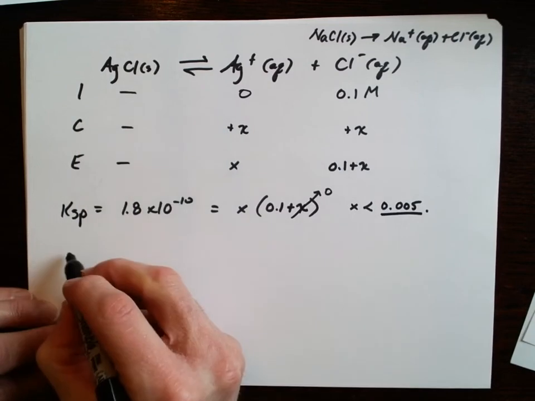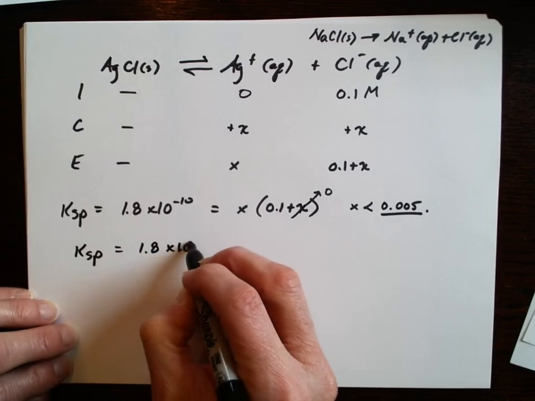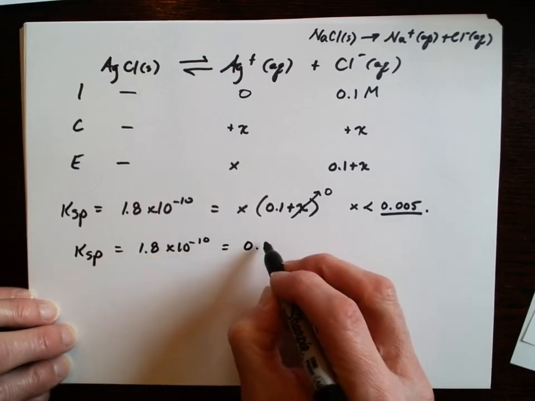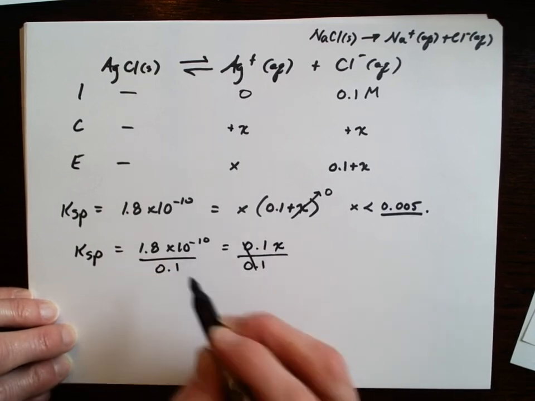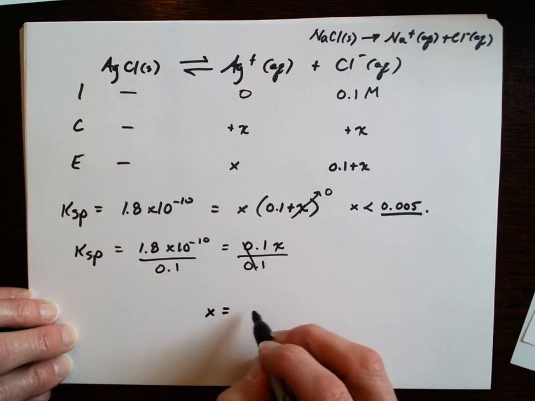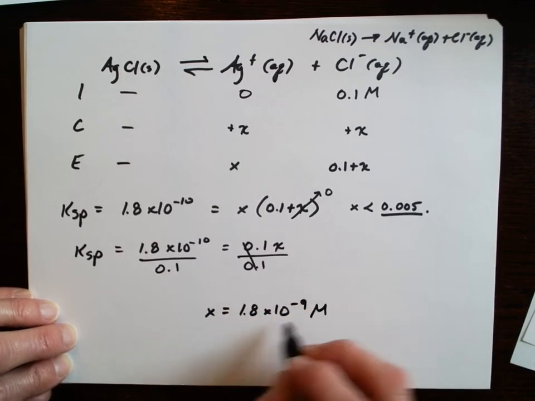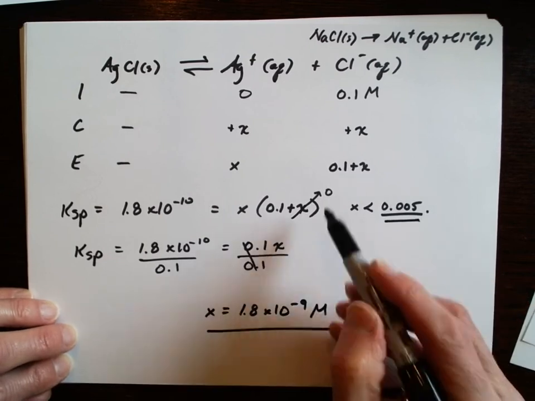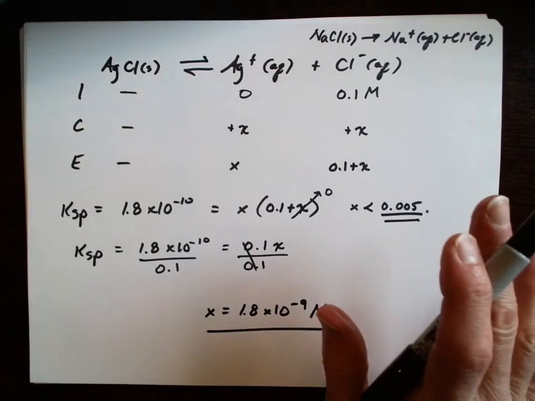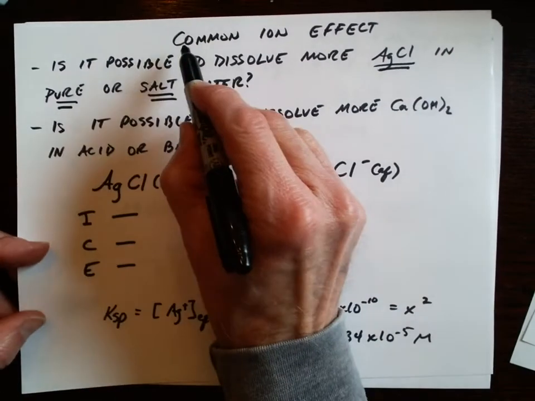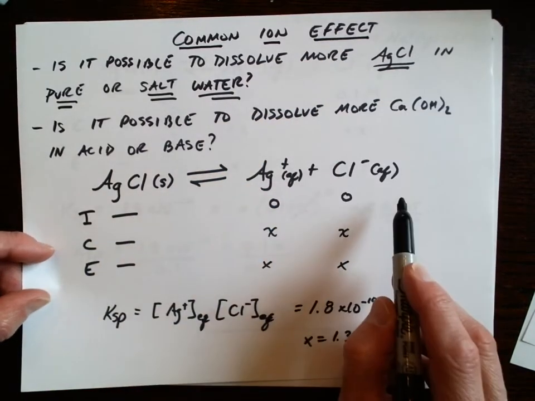But wow, if I do that, look how easy this becomes. KSP, which is 1.8 times 10 to the negative 10, is going to be equal to 0.1 times X. We divide both sides by 0.1. And if you do the math, you'll find that in this case, X is 1.8 times 10 to the negative 9 molar, which is certainly less than 0.005. This assumption's justified. All of this is to help you understand what the common ion effect is in relationship to the dissolving of salts.